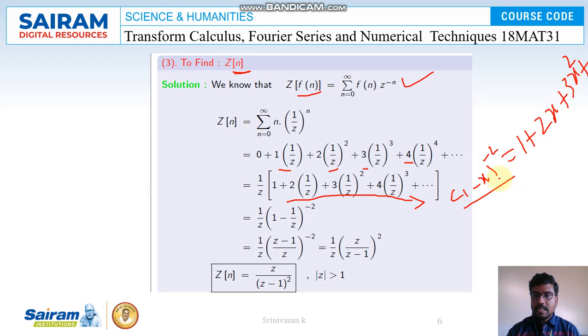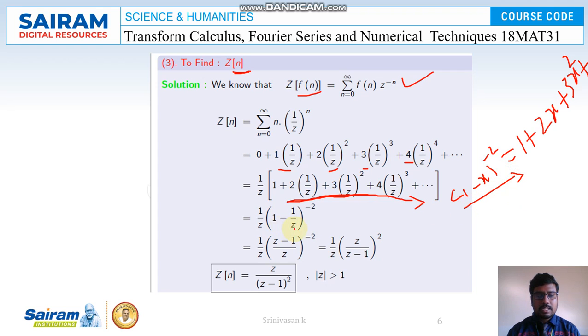So here clearly x equal to 1 divided by z. So 1 divided by z into 1 minus 1 divided by z power minus 2. Okay, so here there is no direct formula, that's why I am taking 1 by z outside. We get this formula, this series.